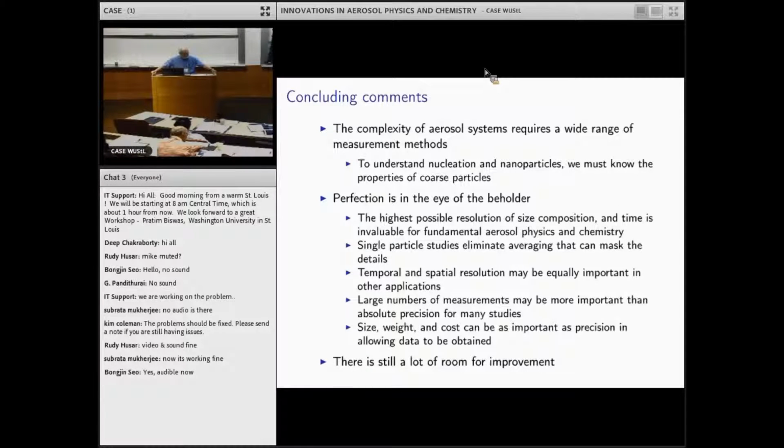The stability of the particles in the measurement process is an unaddressed question. I wouldn't say it's an unanswered question. I'd say it's really an unaddressed question. And it's one we need to begin thinking about. I think it's a critical issue.